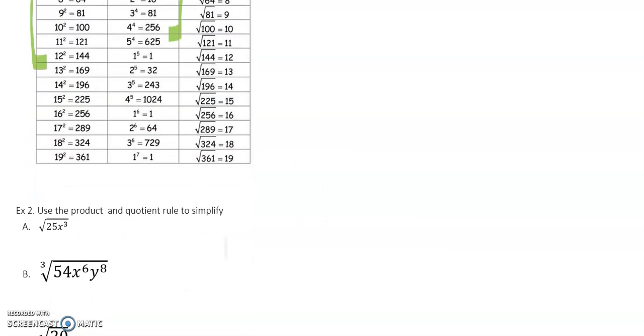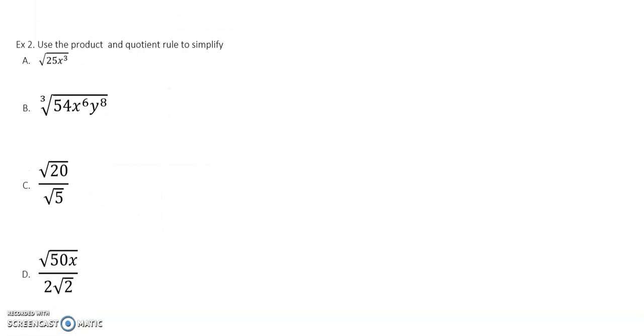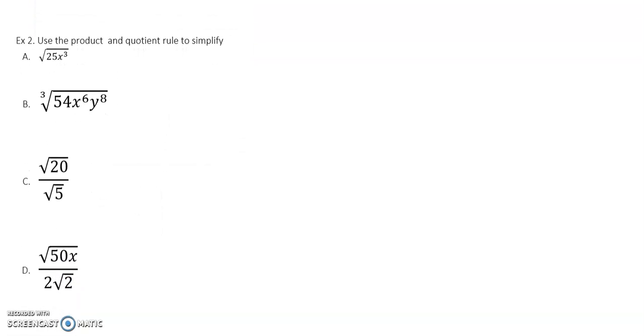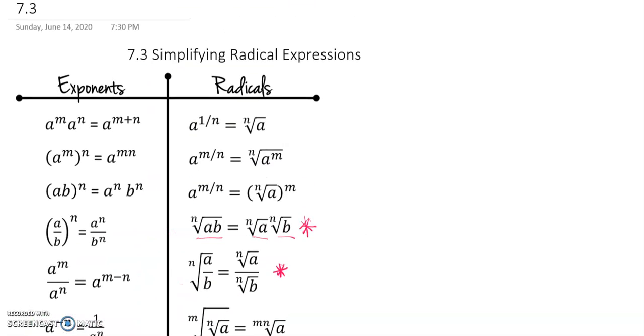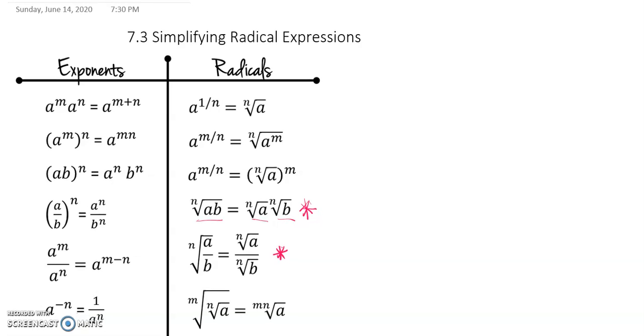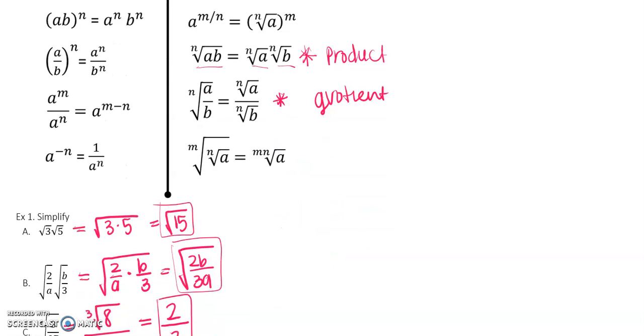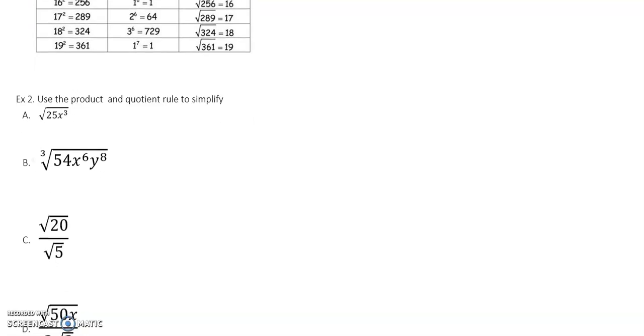Alright, so we're going to go ahead and use the product and quotient rule to simplify. Okay, so in this case, if we go up to the product and quotient rule, this is the product right here. And then this is the quotient rule. So basically multiplying and separating them out or putting them together, and same thing for division.